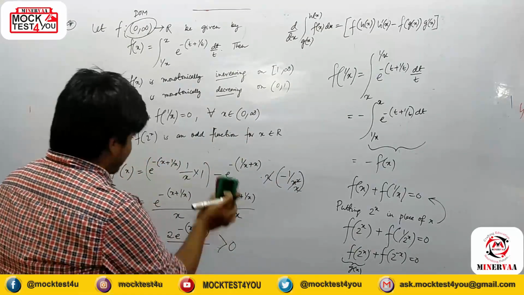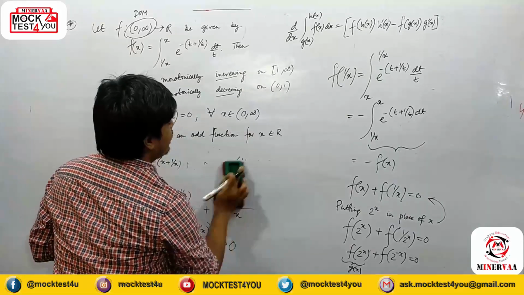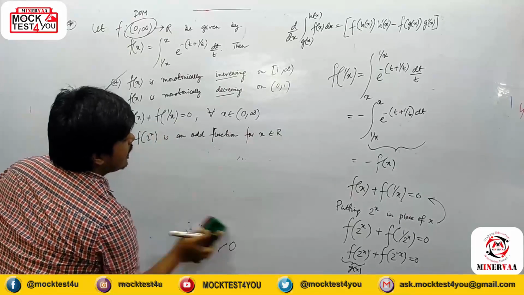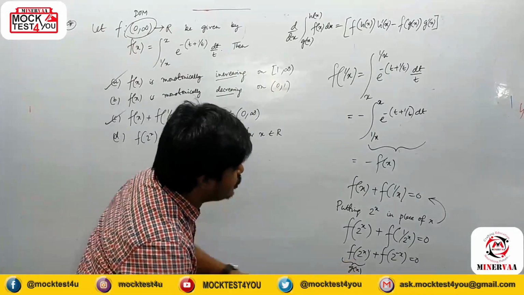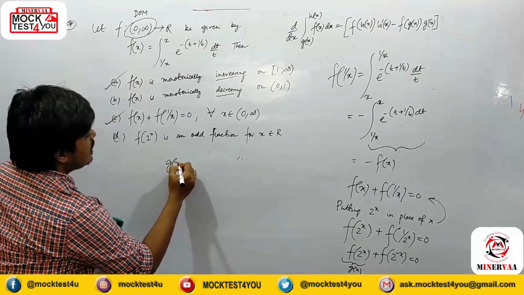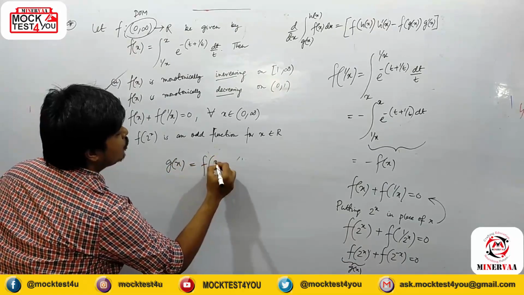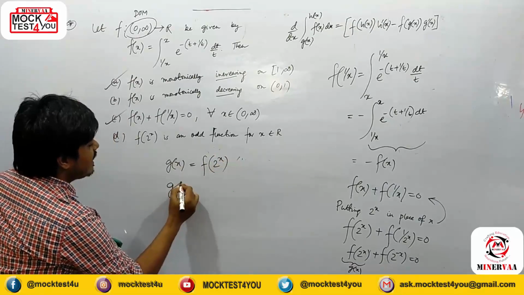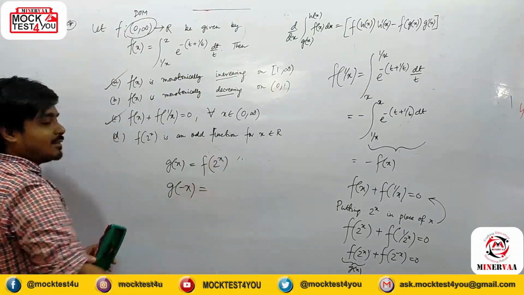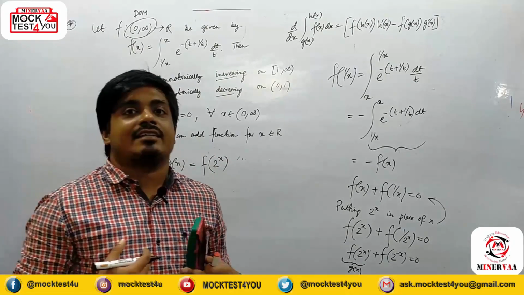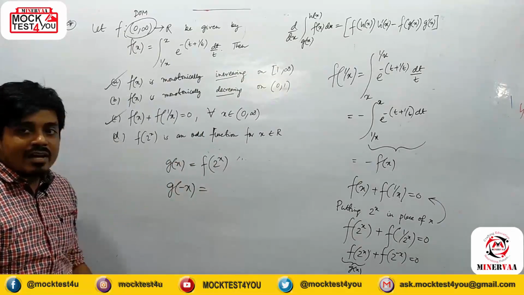Okay, now let's see. Let us drop this portion. I hope everybody has seen this one before. So if I take this as g(x) equal to f of 2 to the power x, can anybody tell me what is g of minus x? Nobody can tell me. Only I can tell myself. What is g of minus x?